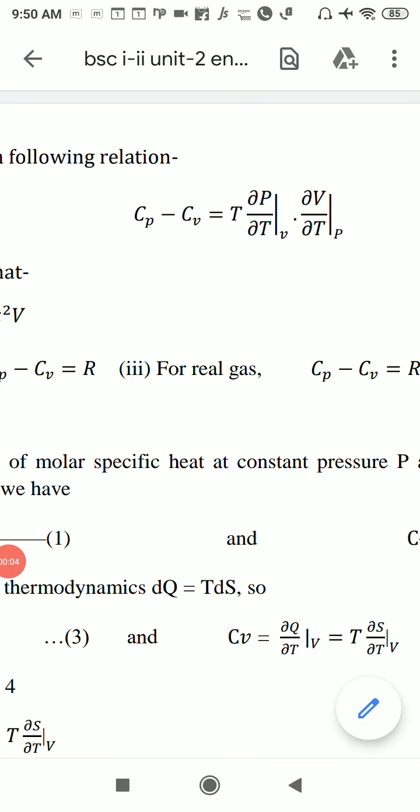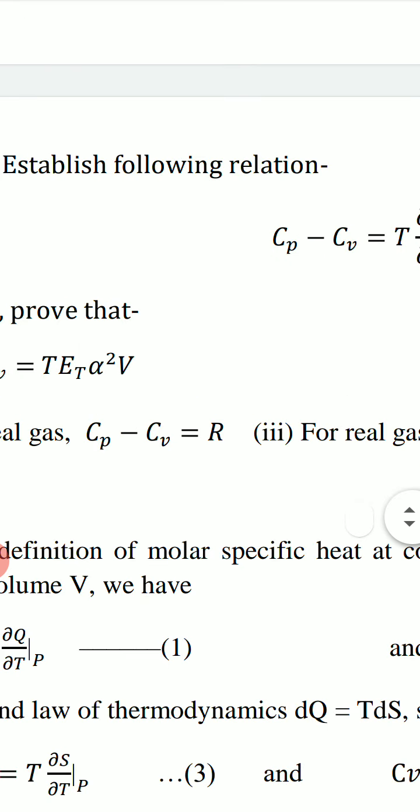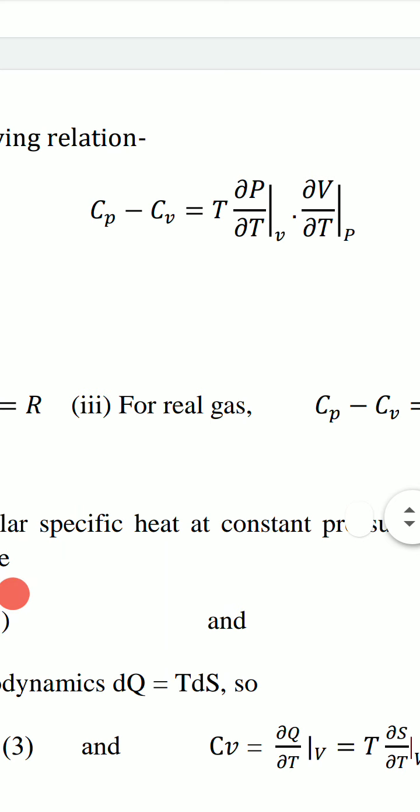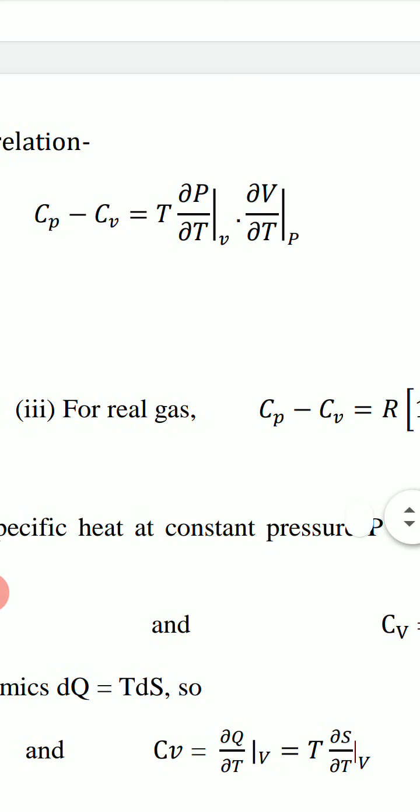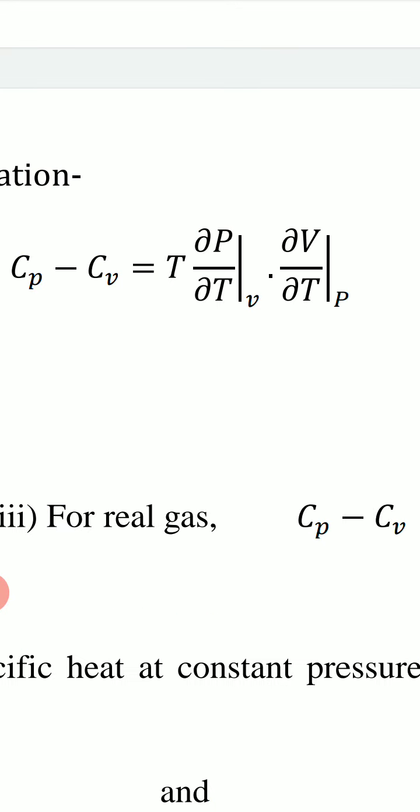Today we will consider, as an application of Maxwell's thermodynamic relations, this problem. Establish the following relation. To establish this relation, Cp minus Cv equal to T delta P upon delta T at constant V into delta V upon delta T at constant P.